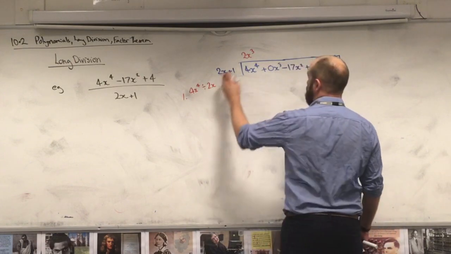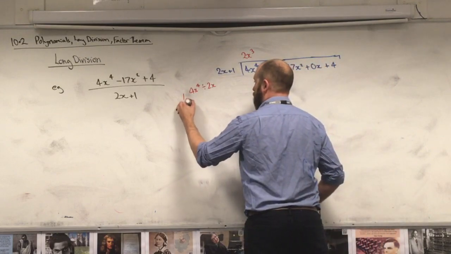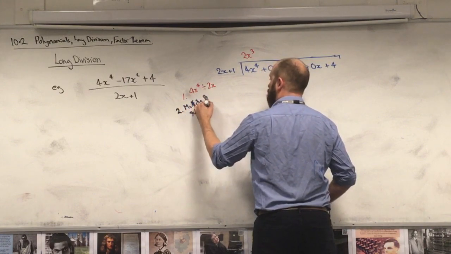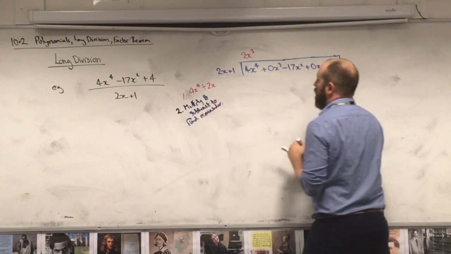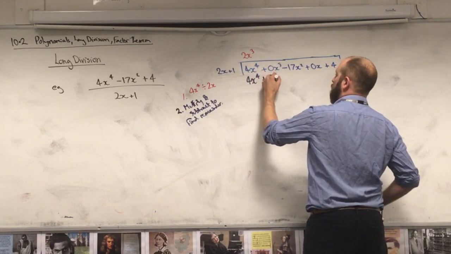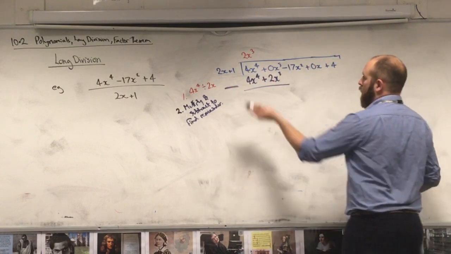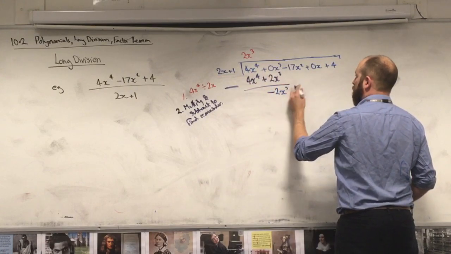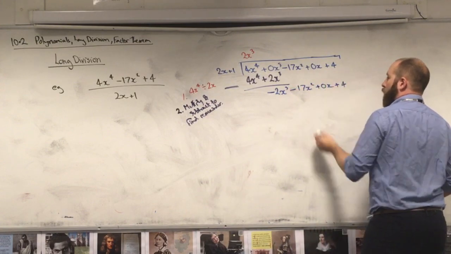So we divide that, we get 2x cubed. And now we're going to multiply to find the remainder, so multiply and subtract to find the remainder. So 2x cubed times that gives us 4x to the 4 plus 2x cubed. So again, subtract these two. And those two cancel. 0 minus 2x cubed gives us minus 2x cubed. So we're going to drop down the rest of it: minus 17x squared plus 0x plus 4.